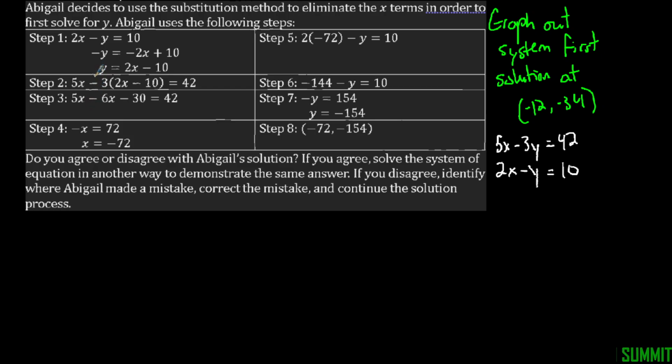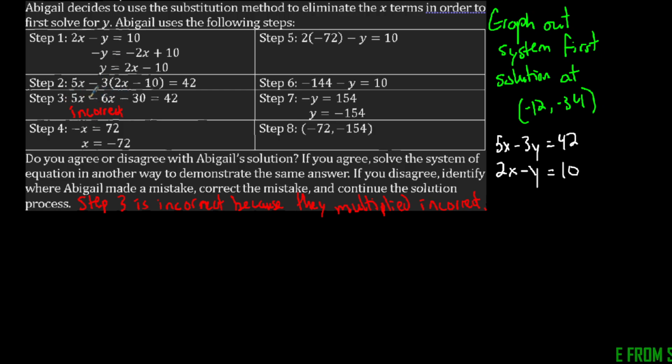And now for step 3, they distributed the negative 3 to each of the terms here. And that's where the mistake is, in this step 3. So we're going to say this step 3 is incorrect, and it's because it should be a positive 30, because negative 3 times negative 10 should be positive 30. So let's see what it has. Let's say step 3 is incorrect because they multiplied incorrectly. And let's show our work for what it should be.